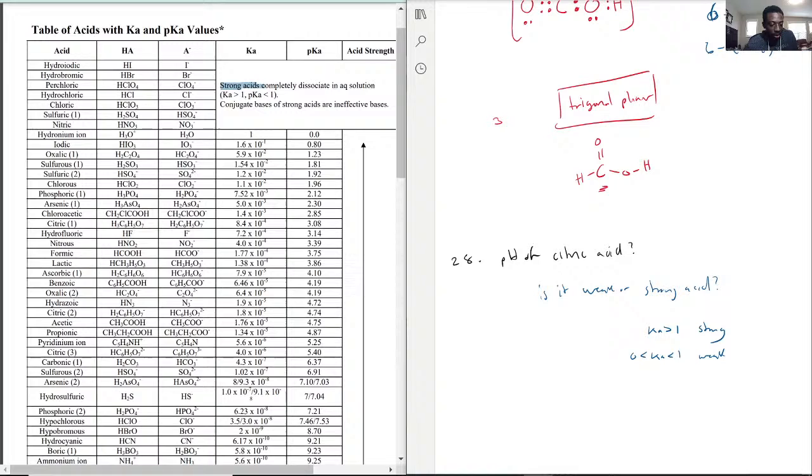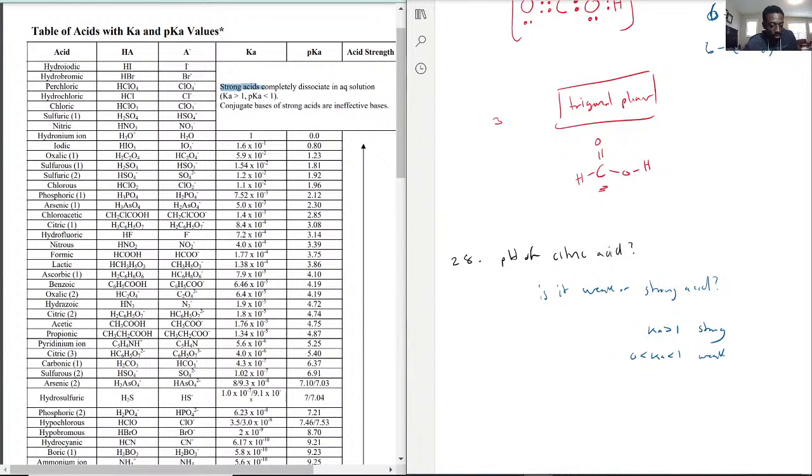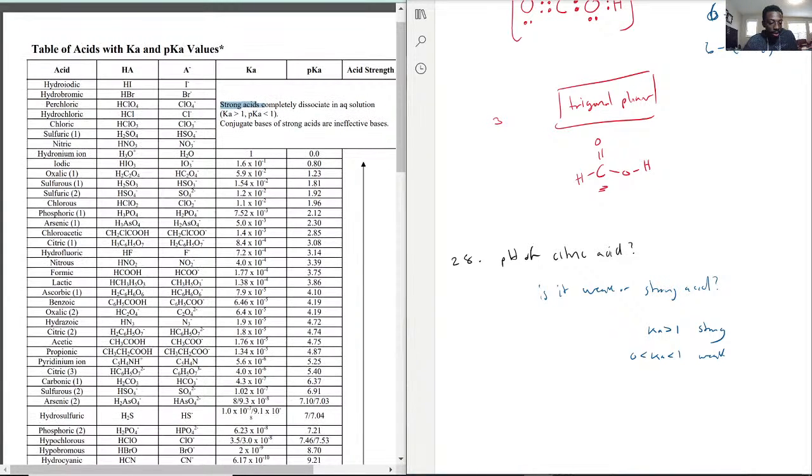What do you mean citric 1 and citric 2? Oh, I see. So this would be the OG, or the original citric acid, where it has not yet lost any electrons just yet. So even the greatest citric acid is sitting at 8.4 times 10 to the negative 4, making this citric acid a weak acid, okay?